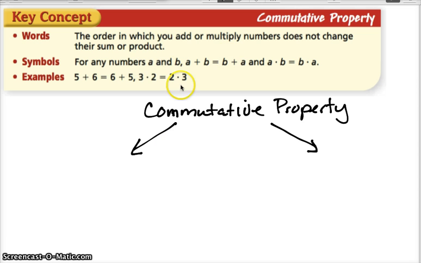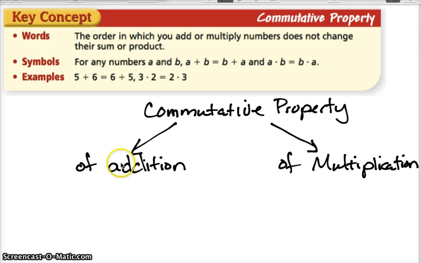If we look at this image here, for this key concept, it says for any numbers a and b, a plus b is equal to b plus a, and a times b is equal to b times a, which shows me addition and multiplication. So we can have a commutative property of addition and a commutative property of multiplication. And the examples are here. 5 plus 6 is the same as 6 plus 5. That's addition. And 3 times 2 is the same as 2 times 3.